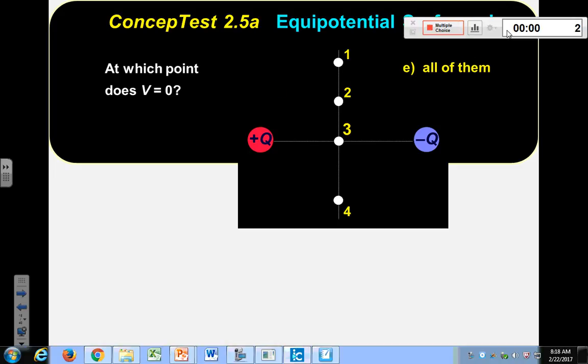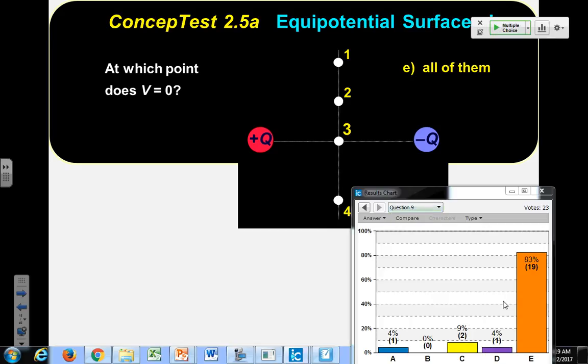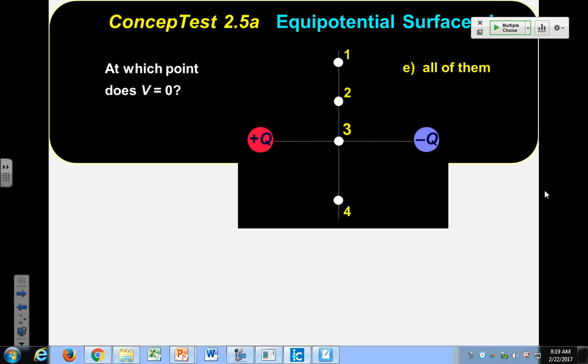All right, so at which point does V equal 0? Let your 1s be A, 2 be B, 3 be C. All right, let's stop at 23. Okay, good. E is right. The electric potential is 0 at all points, because all points are equidistant from equally but oppositely charged objects.